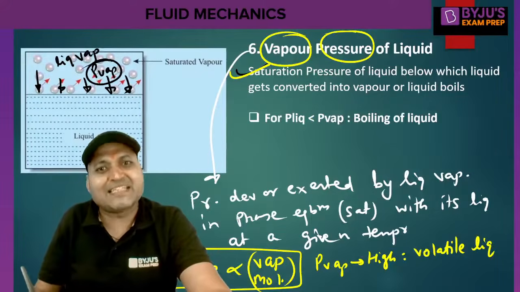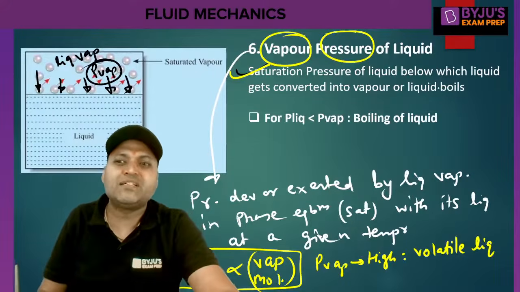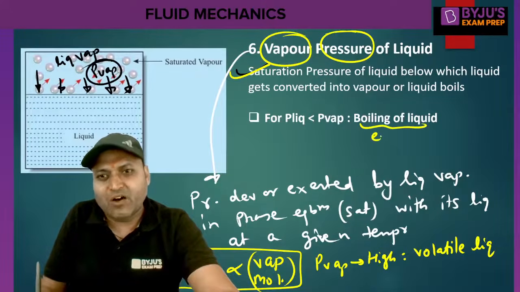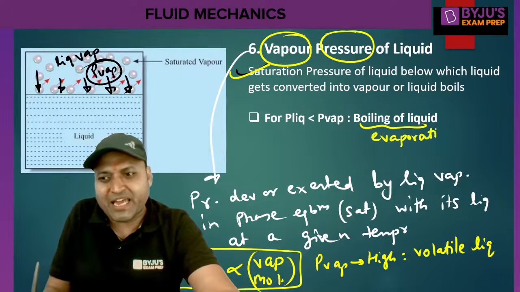It is also defined as the saturation pressure of the liquid below which the liquid gets converted into vapor, or the liquid boils or evaporates. Boiling of the liquid or evaporation of the liquid takes place.